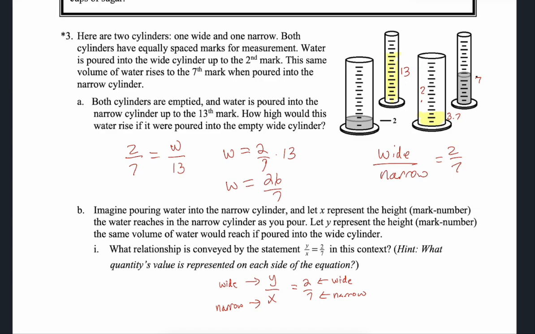It doesn't matter, as long as if I put it wide over narrow on one side, then if you put wide over narrow, you would do y over x like you see here. But if you did narrow over wide, yours would be x over y equals 7/2. Because of that proportionality, the fractions will work either way. So if you do the wide on top and I do the narrow on top, as long as you're consistent on both sides, you're going to get it to work. It's about consistency for these proportional ones.